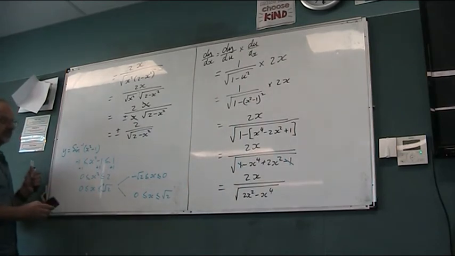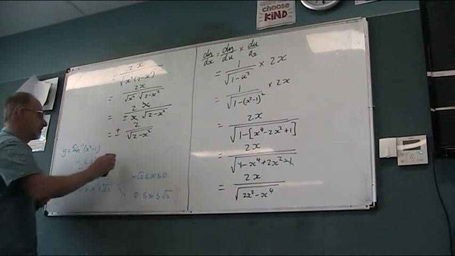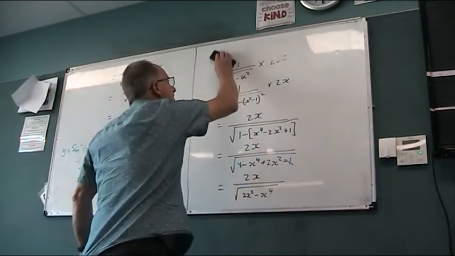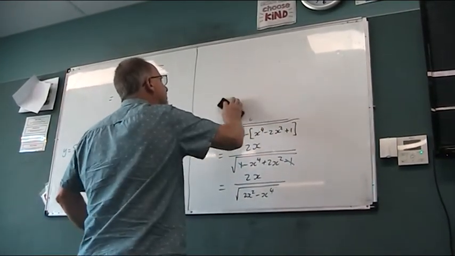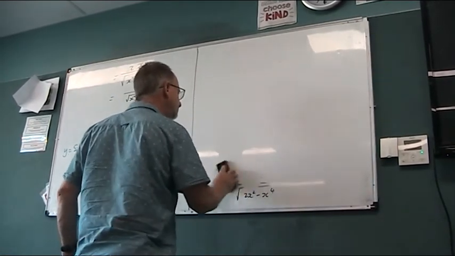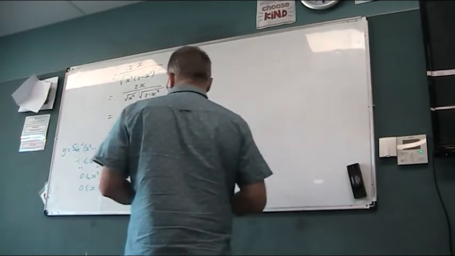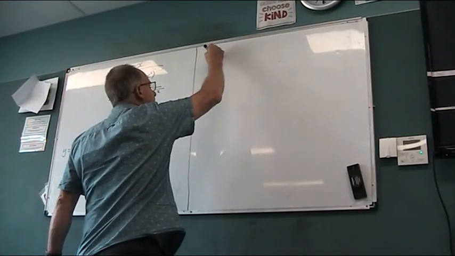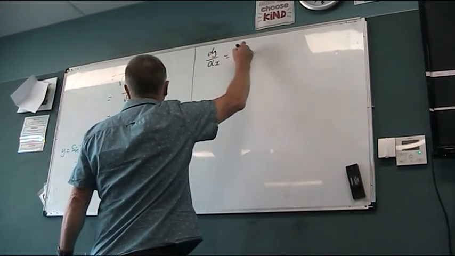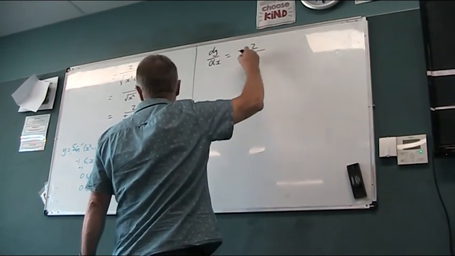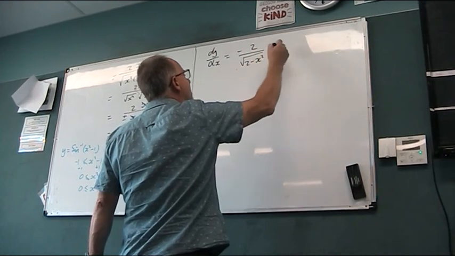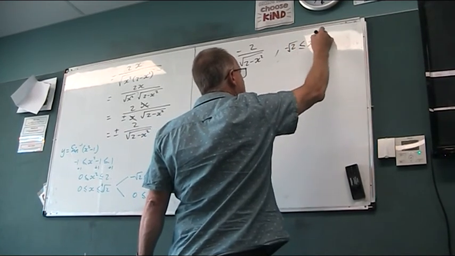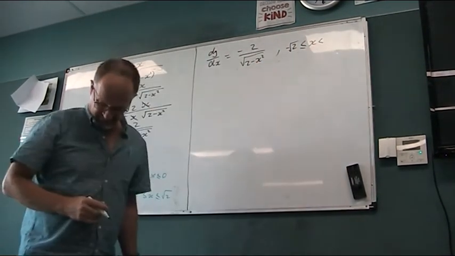All right. Because our answer in the end here has got to relate back to what we started with. So final answer is this. So dy dx was equal to -2 over square root of 2 minus x squared, for negative root 2 less than or equal to x less than 0.